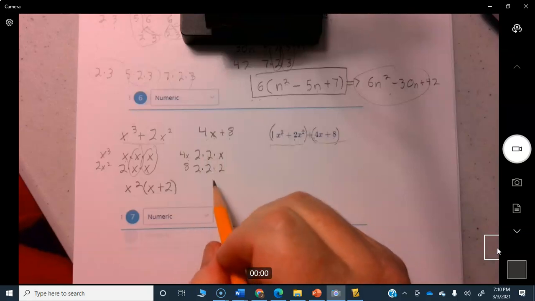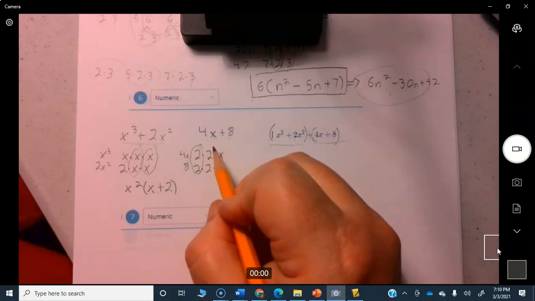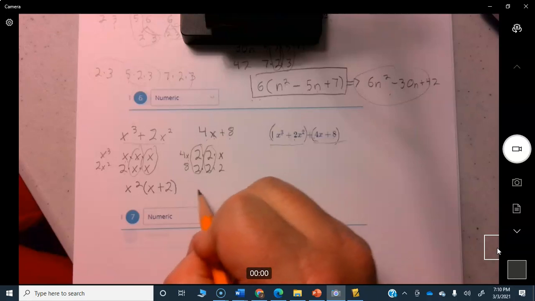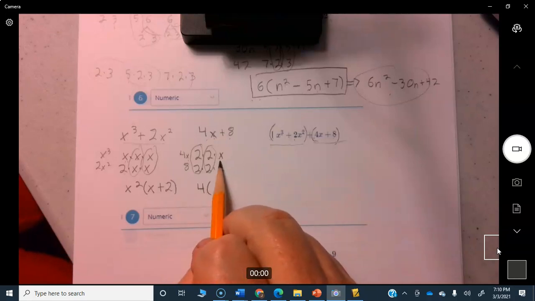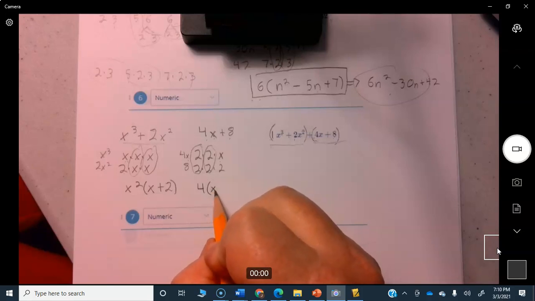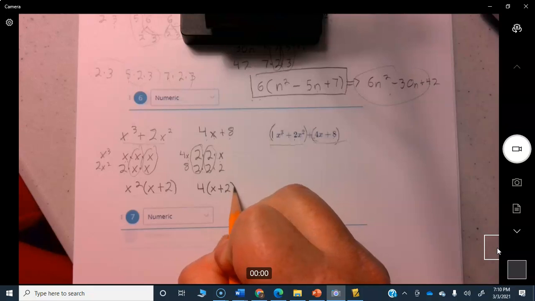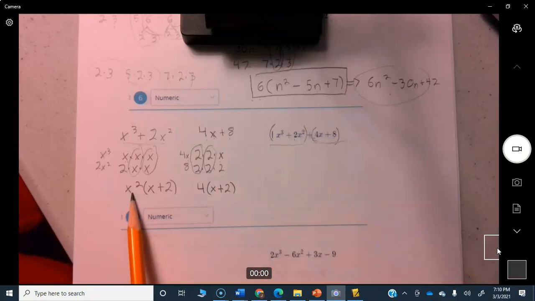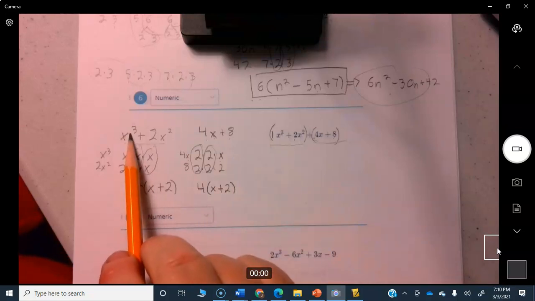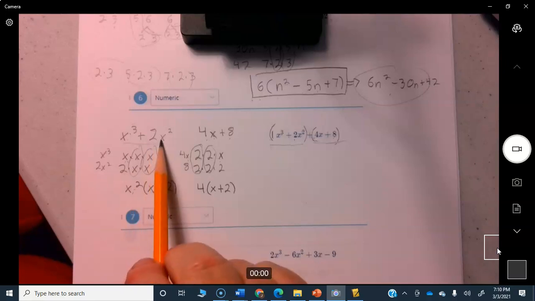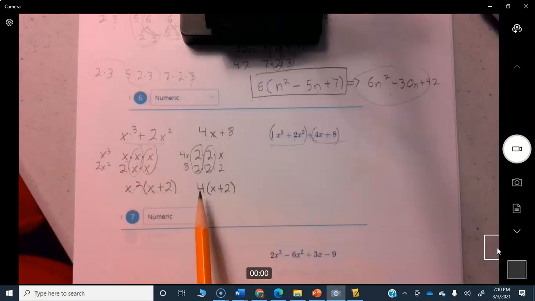So what do these have in common? They have a 2 and a 2. That's 2 times 2 is 4. And then in parentheses you have the x plus 2. Goes right there. Okay, so x squared times x is x to the third, and x squared times 2 is 2x squared, so this one checks out. 4 times x is 4x, and 4 times 2 is 8, so this one checks out.